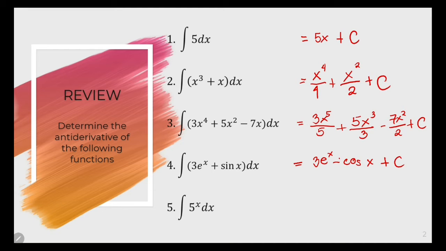C represents any constant possible. It can be a positive number or a negative number. Also, it is possible that c is 0.